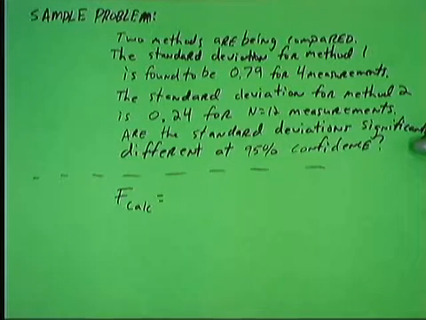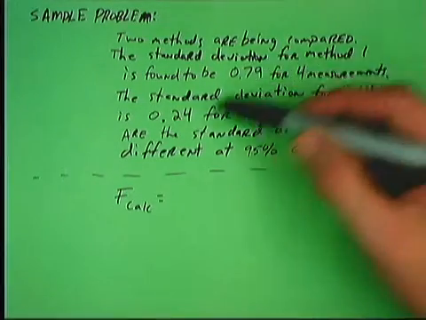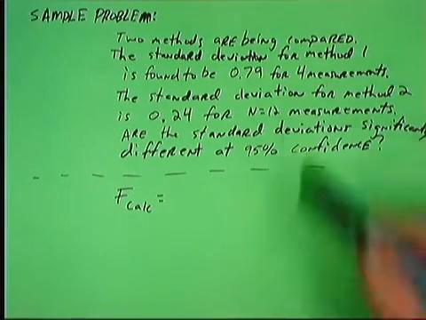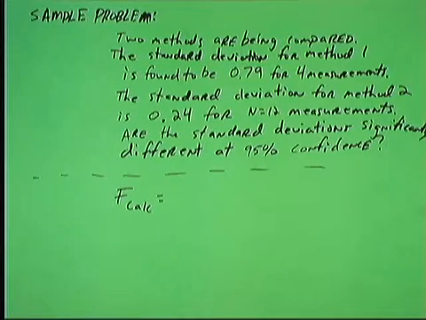Are these two standard deviations significantly different at 95% confidence level? So we have two different data sets for two different methods. First one had 4 measurements, the second one had 12. The second one also produces a much smaller value for standard deviation. We want to know if these two numbers are statistically different in terms of these being standard deviations. So we're going to perform this F-test.